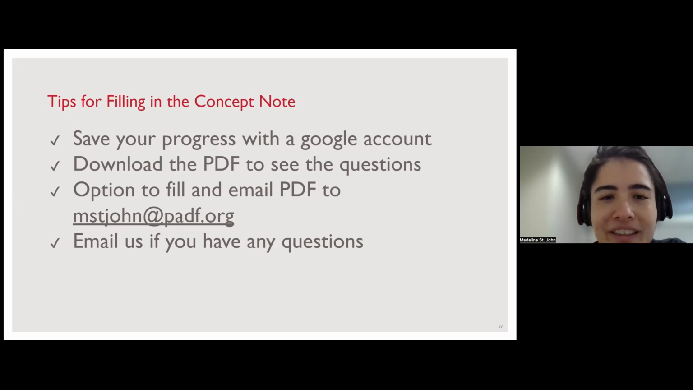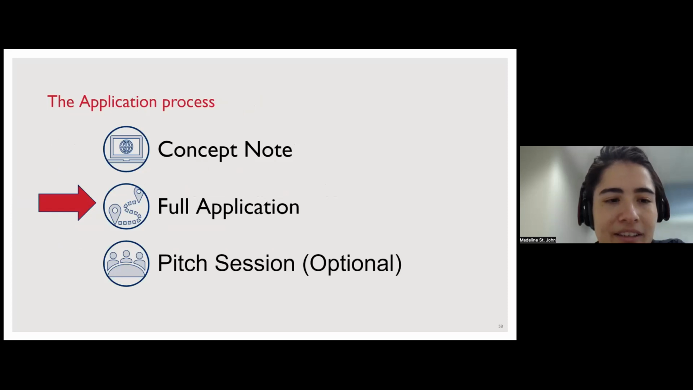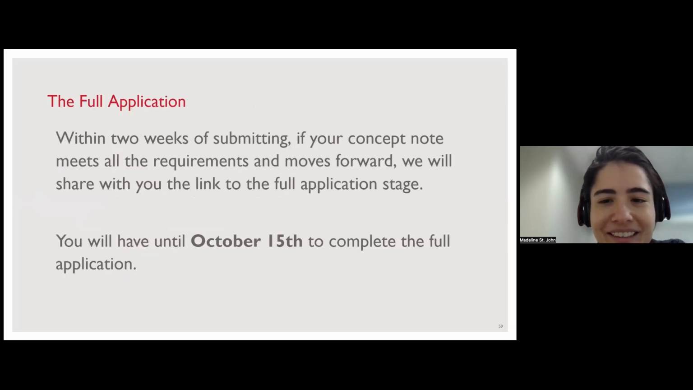Now I'll give you a brief overview of the full application process, which is the next stage after the concept note. We could go to the next slide. And the next slide after that. So within 2 weeks of submitting your concept note, it will be reviewed. If it meets the requirements and moves forward in the process, then we will share with you the link to the full application stage. And at that stage, you will have until October 15th to complete the full application.